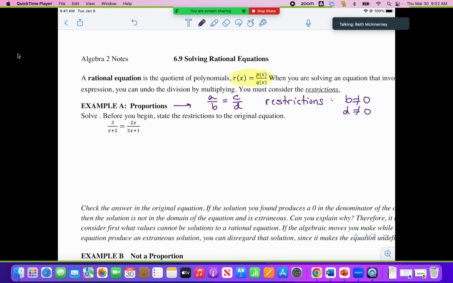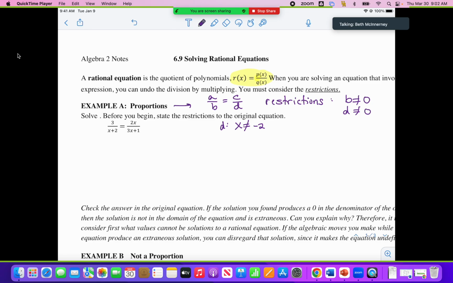Check your restrictions. So in this one, Nick, what would be the restriction on the left fraction? What could I not plug in for x? -2. You can't plug in -2. So, Liam, how did he get -2? What did he do? You set the x plus 2 equal to 0, right? You set the x plus 2 equal to 0.